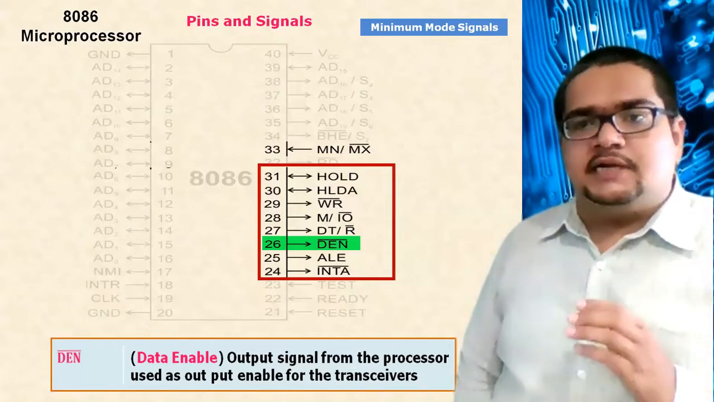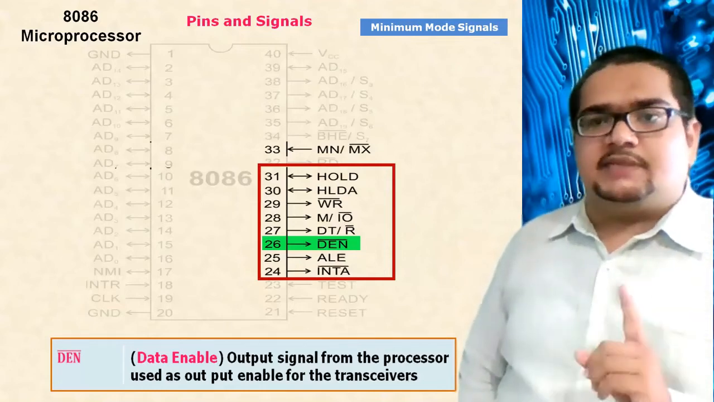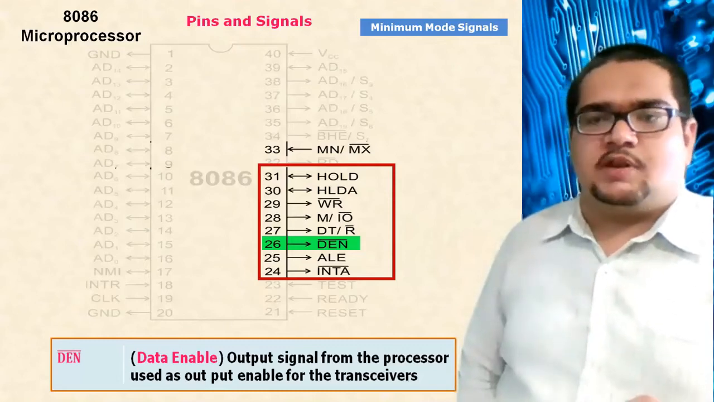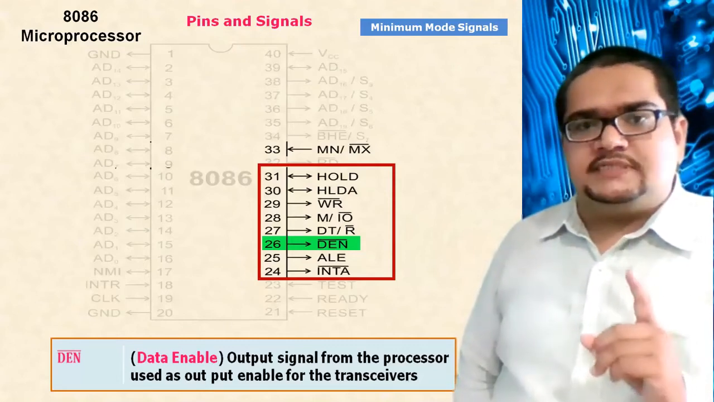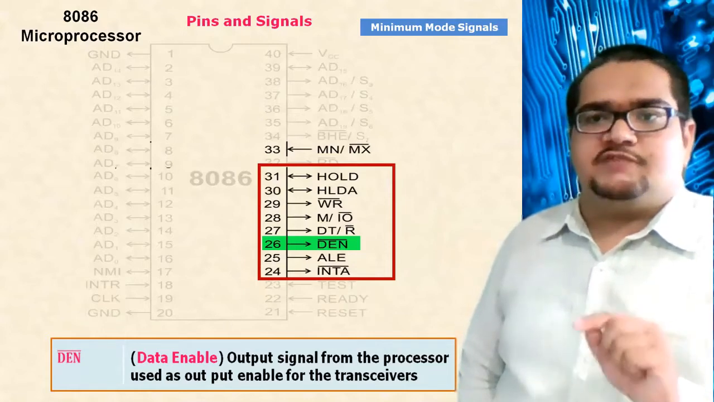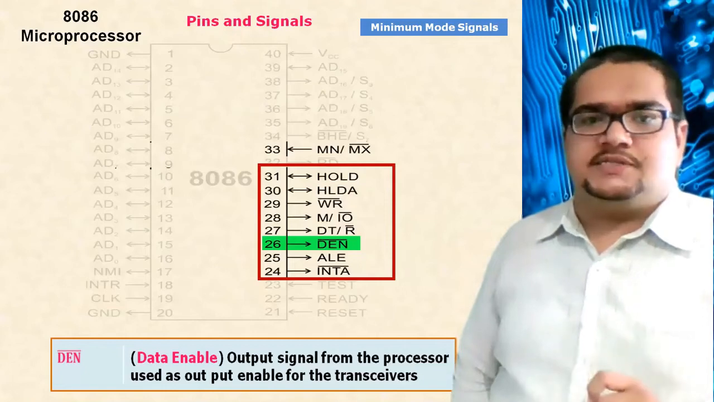But the memories are a little bit slower. They want some time for the data to be taken in, which is sent by the processor. So buffers will be there for holding the data for a small amount of time. So this DEN bar will make enabling of that buffer. Buffers will have an enable pin. So for enabling of that buffer, this pin is used.